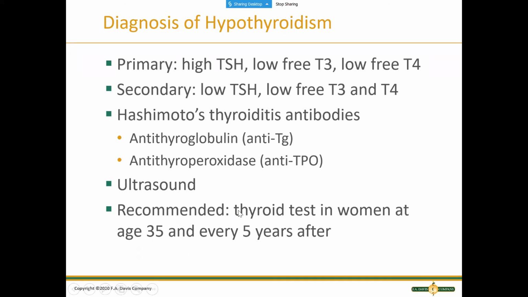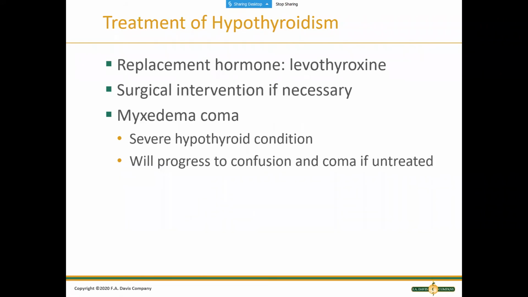It is recommended that we check those levels in women at age 35 and every 5 years after, because 35-year-old women are the ones that get hypothyroidism. We replace the thyroid with levothyroxine. The trade name of that is Synthroid.